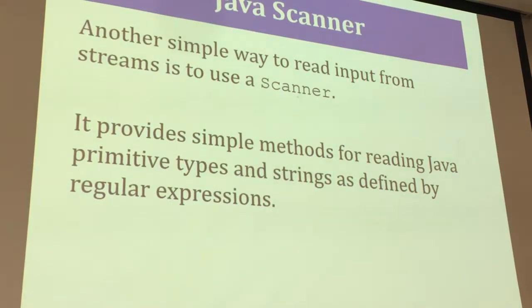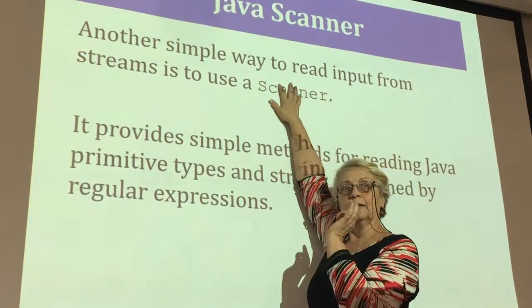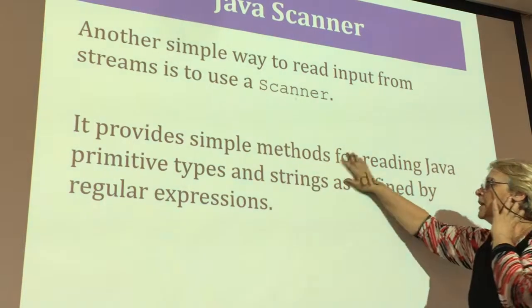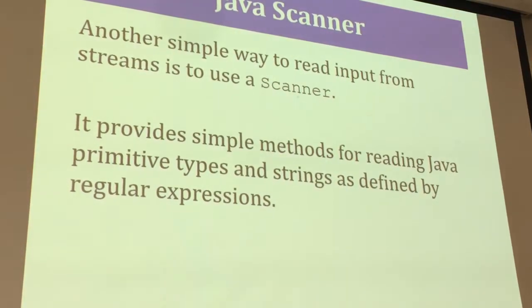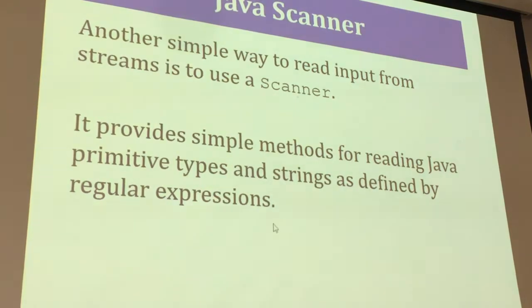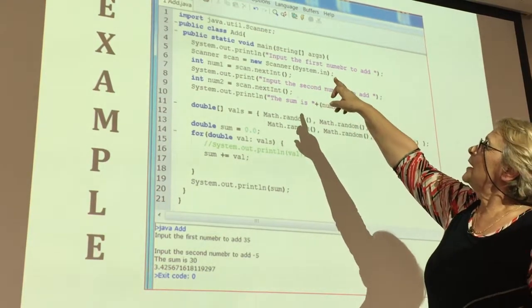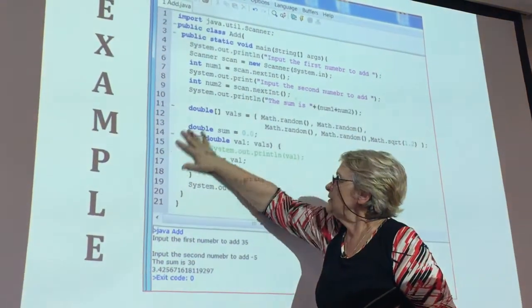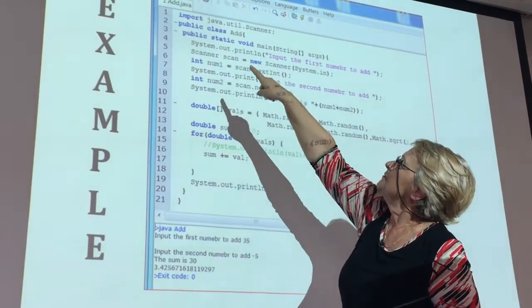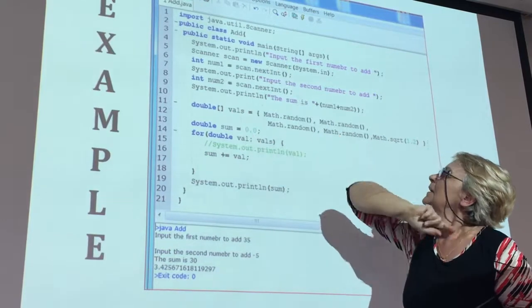The simplest way to perform input from a stream is to use a type which was introduced with a later version of Java called Scanner. Scanner is a class which can read integers, strings, and has very simple syntax. And here we have an example of this. In order to access Scanner, you need to import java.util.Scanner. And my example is called class Add. Notice the Java file name is Add as well.